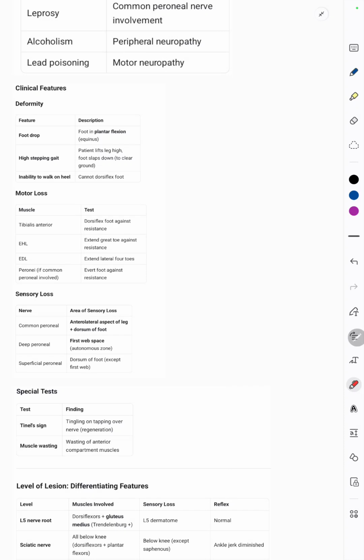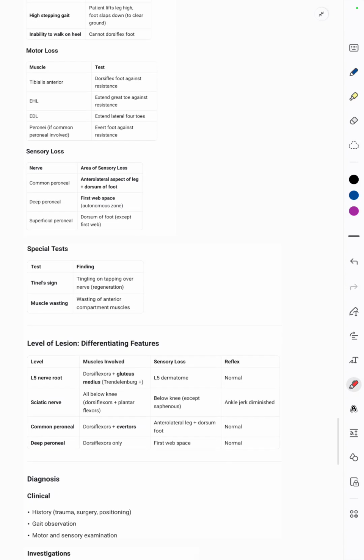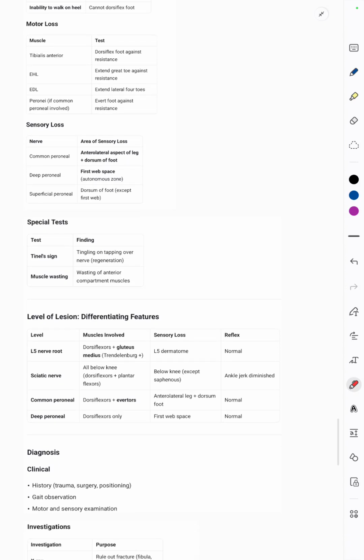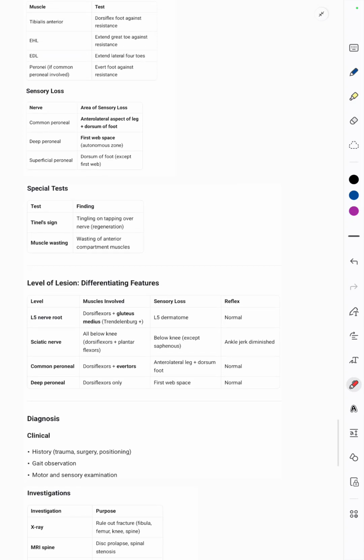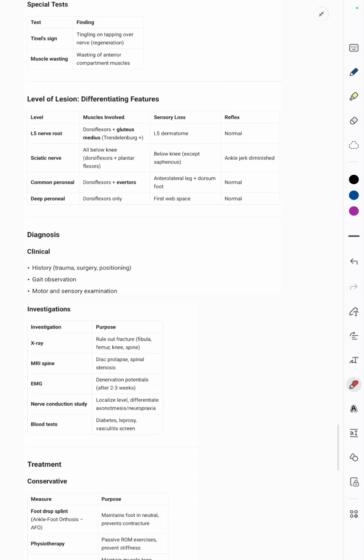The deep peroneal nerve is going to have an autonomous supply to the first web space. So loss of sensation over the first web space is seen in deep peroneal nerve injury, and the dorsum of the foot is supplied by the superficial peroneal nerve. The special sign is the Tinel sign. Tinel sign is a tingling sensation on tapping over the nerve. That means regeneration is present. Then muscle wasting means wasting of the anterior compartment of muscles.